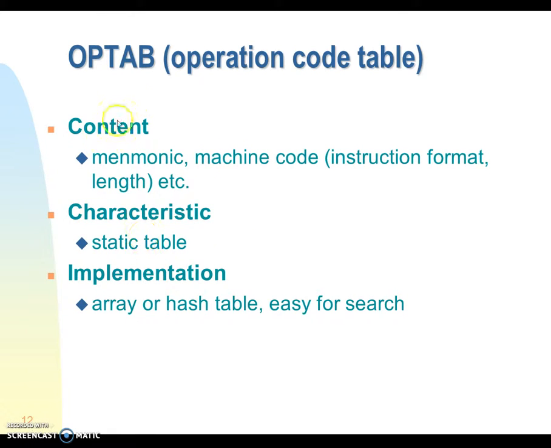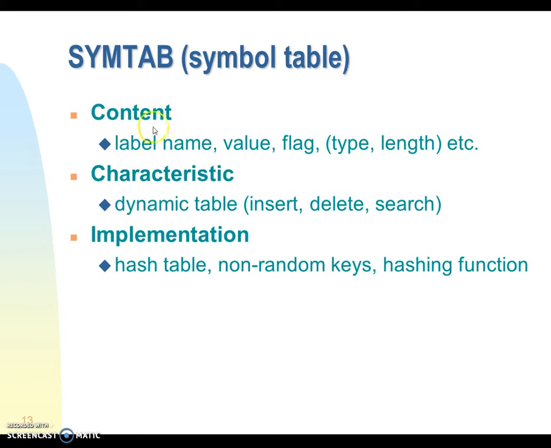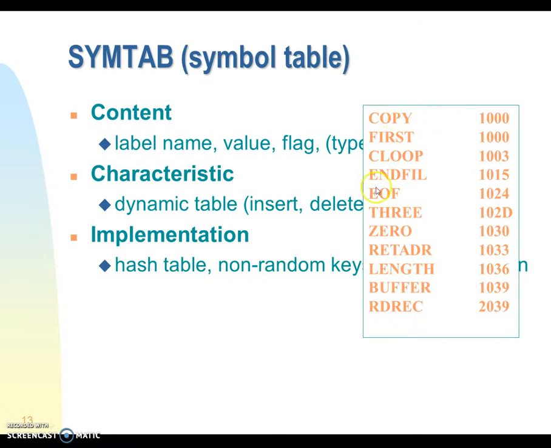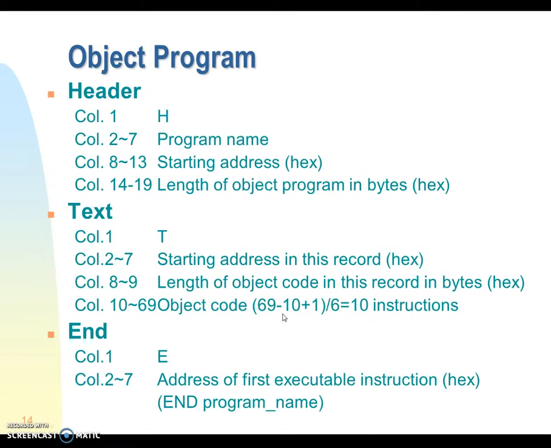These are the contents of the opcode table: the mnemonic and its machine code. Its characteristic is that it is a static table. For implementation, we can go for an array or a hash table, which is easy for searching. Next is the symbol table. Its contents, characteristics and implementation are mentioned here. This is one simple program I have taken. These are the symbols we encounter in that assembly language program, and these are the addresses we have assigned to those labels.